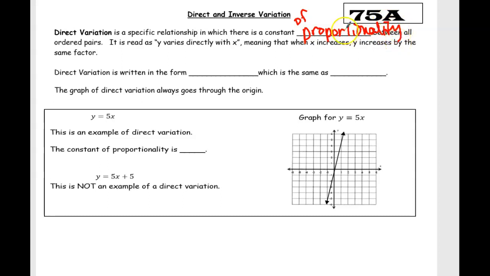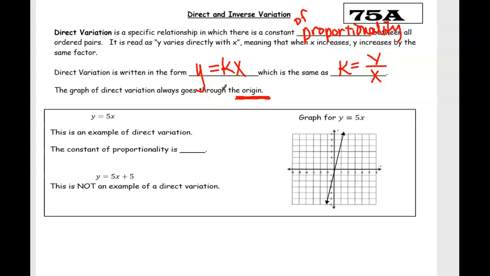It reads as y varies directly with x, meaning that when x increases, y increases by the same factor. A direct variation is written in the form y equals kx, in which k, if we solve for k, is equal to y divided by x. The graph of a direct variation always goes through the origin. That's really important.